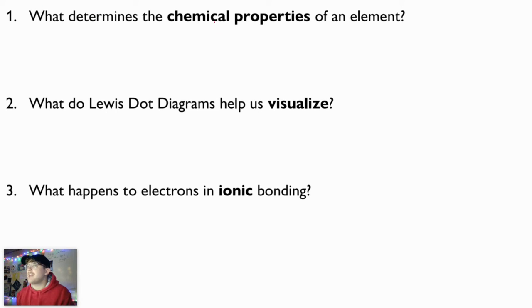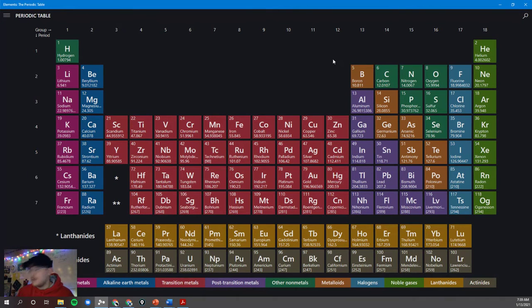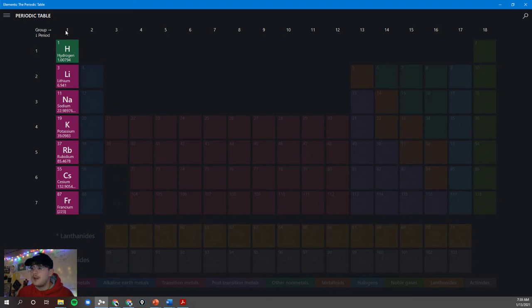So what determines the chemical properties of an element? Chemical properties are things such as how they bond or what they do, how they react with other substances. Remember the first column on this periodic table, the alkali metals? They all have something in common. They all have one valence electron, and they all explode when they hit water, except for hydrogen. So they have a similar chemical property in the fact that they have that one valence electron.